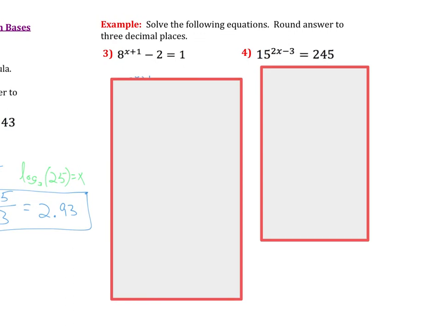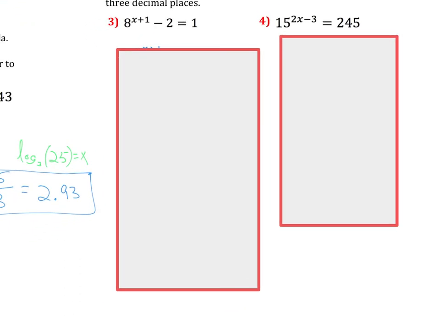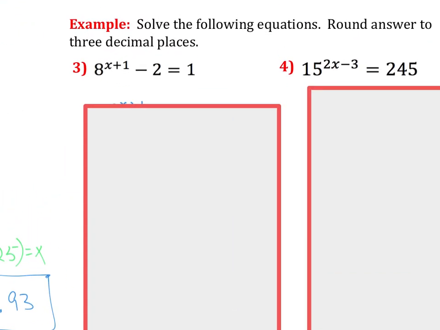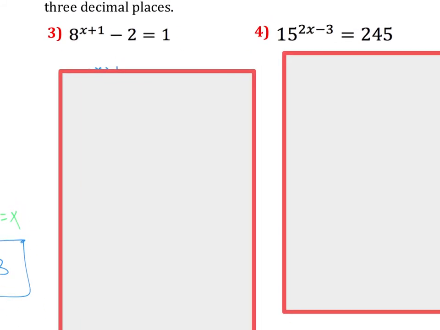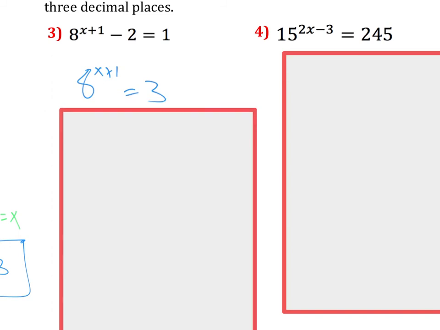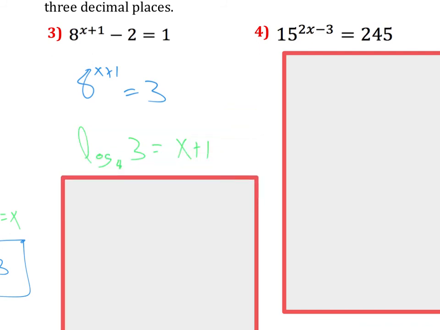Let's see a few more challenging ones. The only difference with these is that it's no longer a plain old x in the exponent. You have an expression up there. The overall process, nothing different. So first one, we're going to move 2 to the other side. So I get 8 to the x plus 1 power equals 3. Now we can rewrite this in log form. Some of you will be able to skip this step. So log base 8 of 3 equals x plus 1.